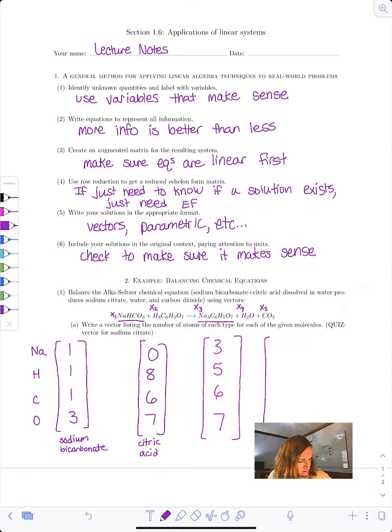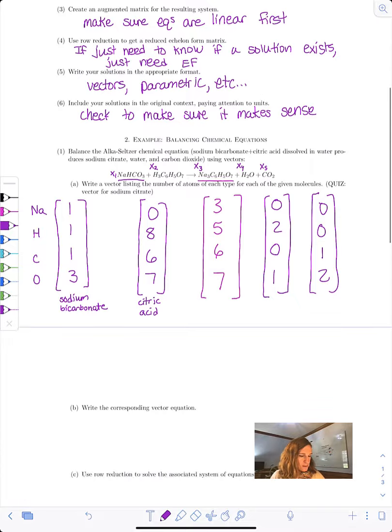Okay, so for sodium, we have 0 atoms. For water, H2O, we have 2 hydrogen and 1 oxygen. And then finally, carbon dioxide, we have 1 carbon, 2 oxygen, and no sodium or hydrogen. Okay, so now we're ready to move on.